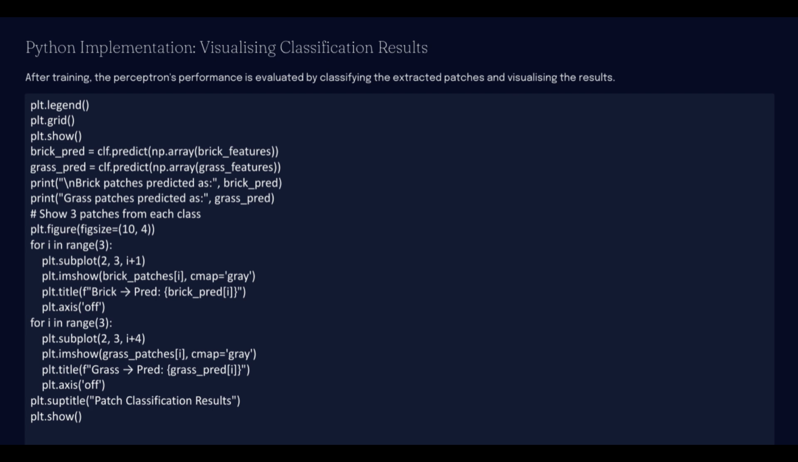The scatter plot shows brick and grass points in different areas of the feature space, and the blue dashed line represents the decision boundary learned by the perceptron. Finally, we classify all the patches using the trained model and display a few sample patches with their predicted labels. This visual confirmation shows how well the perceptron distinguishes brick from grass based on their GLCM features.